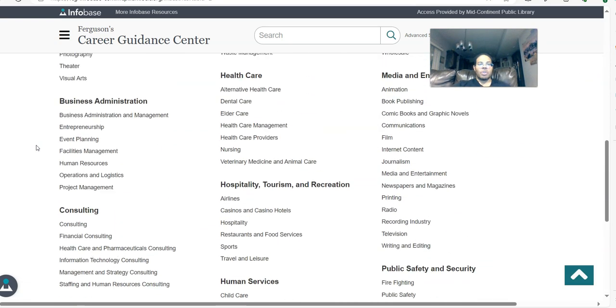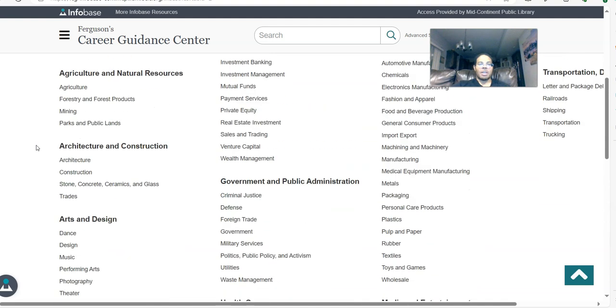But you can scroll down here and look around, and you see these various industries within architecture, construction, and then various trades.